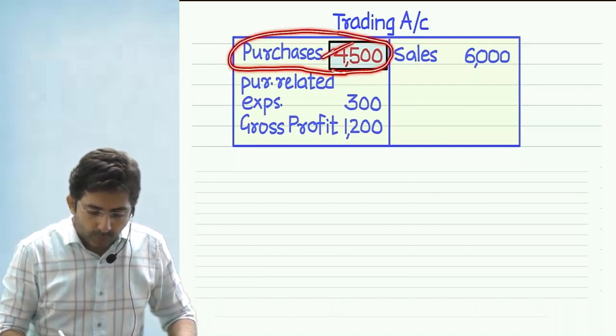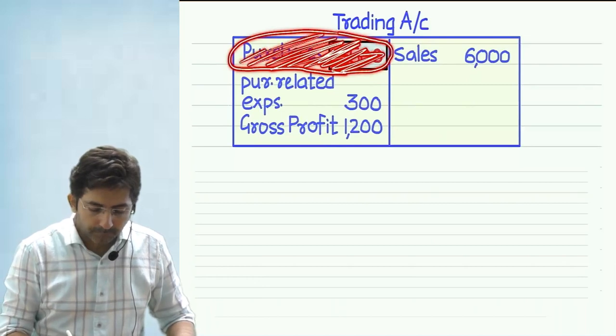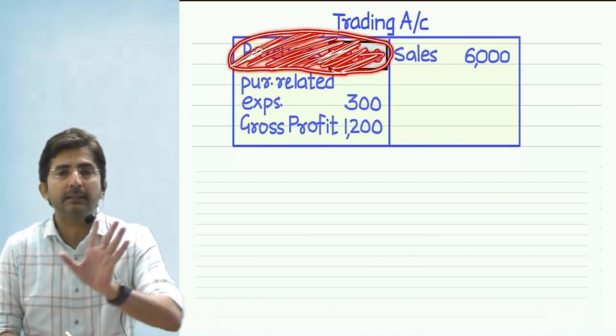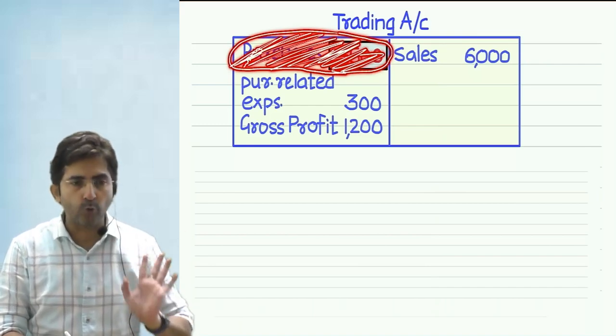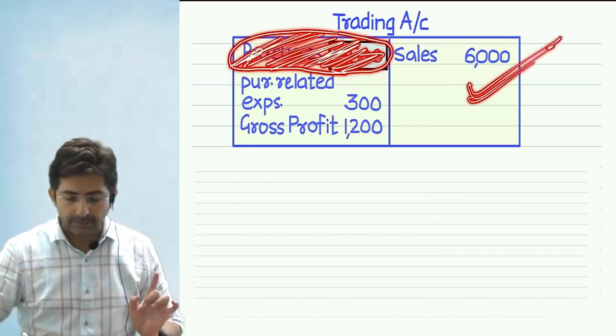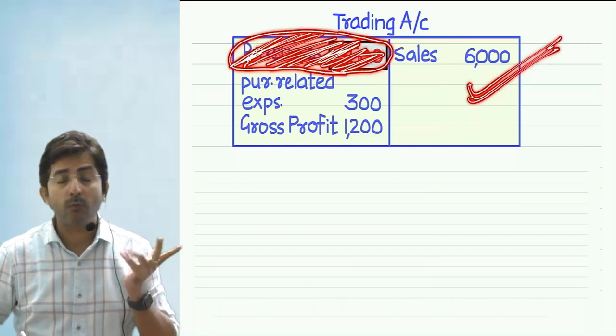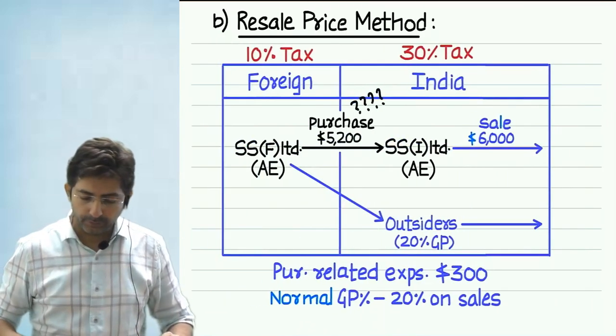So if I want this as the balancing figure, let me put all of the data in the trading account, which can be clearly seen from the example. I'll show you one by one. Credit side, did you see I have written sales of 6,000? From where did I get this? Look here.